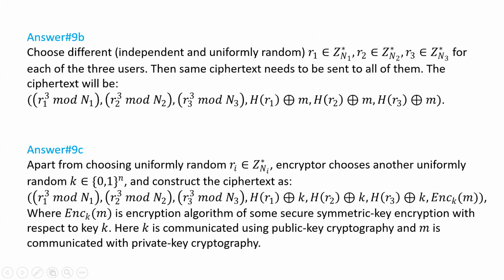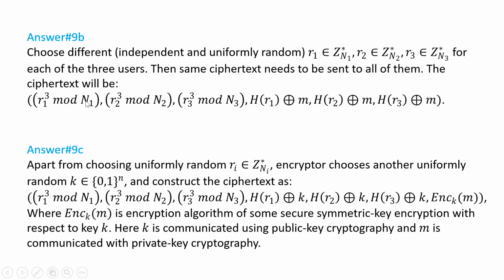Now here they are saying that R1 will be chosen from Z N1 star, R2 from Z N2 star, and R3 from Z N3 star for each of the three users. And then the ciphertext that needs to be sent to all of them is of the form R1 cube mod N1, R2 cube mod N2, R3 cube mod N3. Okay. And then H of R1 XORed with M, H of R2 XORed with M, H of R3 XORed with M.